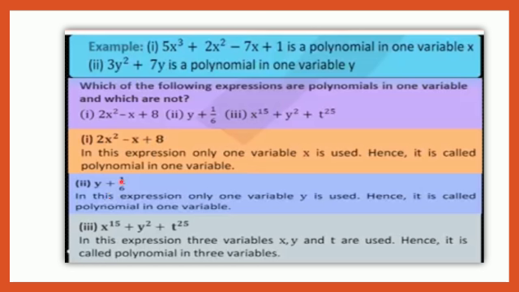y plus 1 by 6. Here we have only one variable, that is y, so it is a polynomial in one variable. x to the power 15 plus y square plus t to the power 25. In this expression we have three variables, that is x, y and t. Hence it is called a polynomial in three variables.